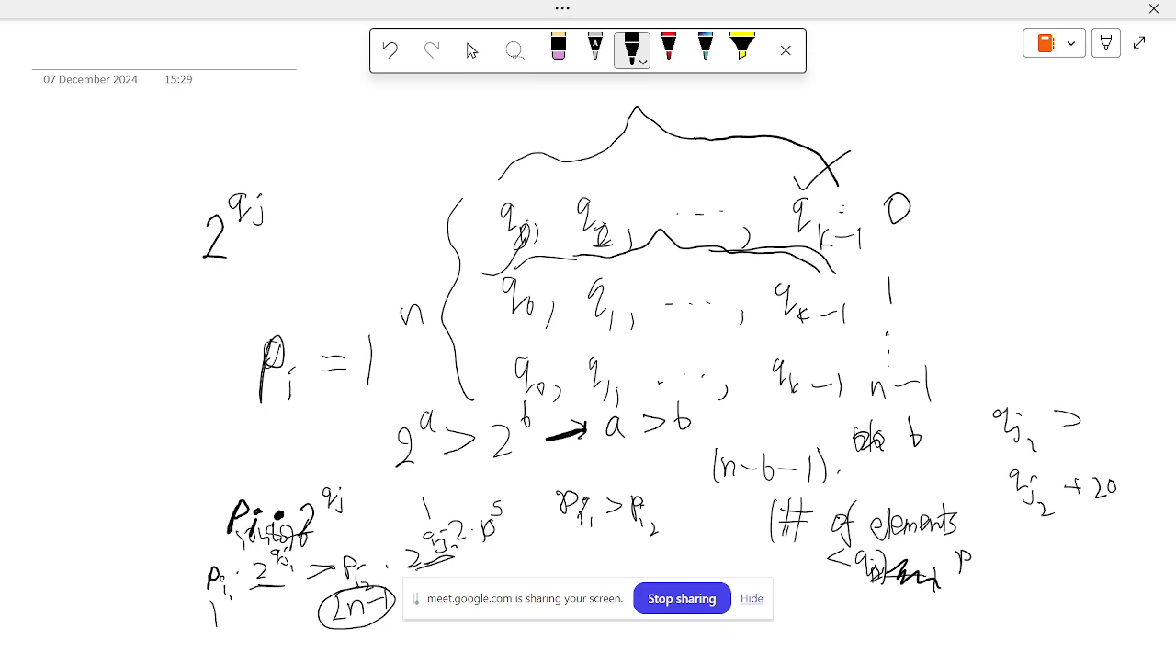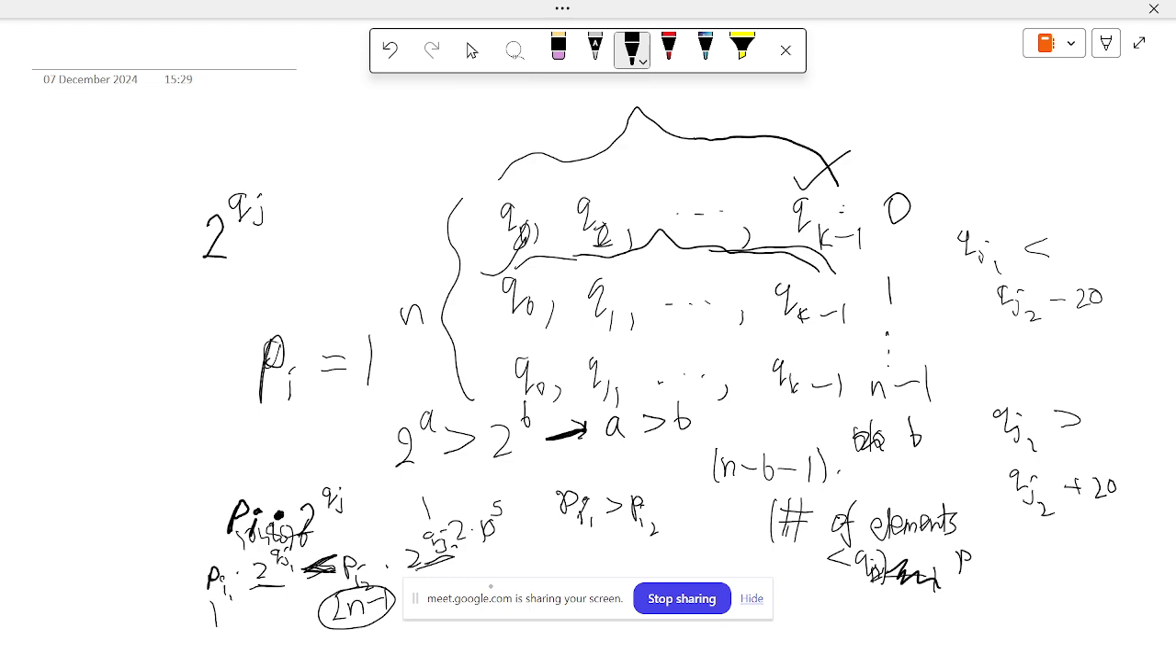which is like 2 to the 20. So 1,048,576. So even in that case, this should be greater, because 2n is like 2 times 10 to the 5 or something. So this is always greater. And, vice versa, on the flip side, if we assume that qj1 is less than qj2 minus 20, in that case, it does not matter what pi1 and pi2 are. This inequality will always be flipped. Like this will always be greater than this for similar reasons.